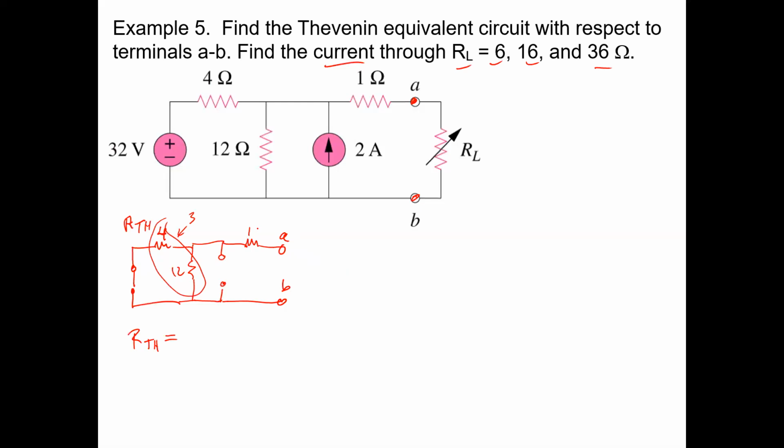So again, we're changing the V sources to become a short circuit, and the I source is becoming an open circuit. That's how you solve these.